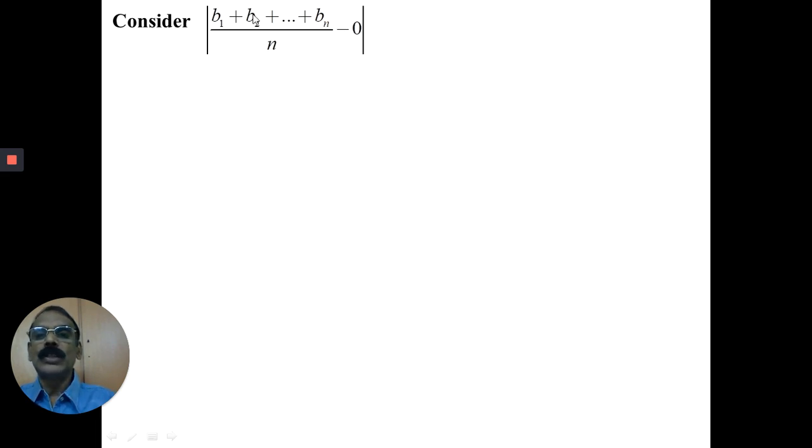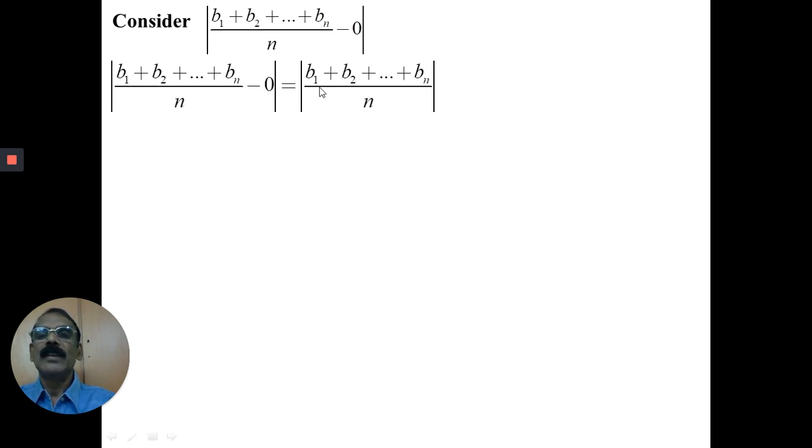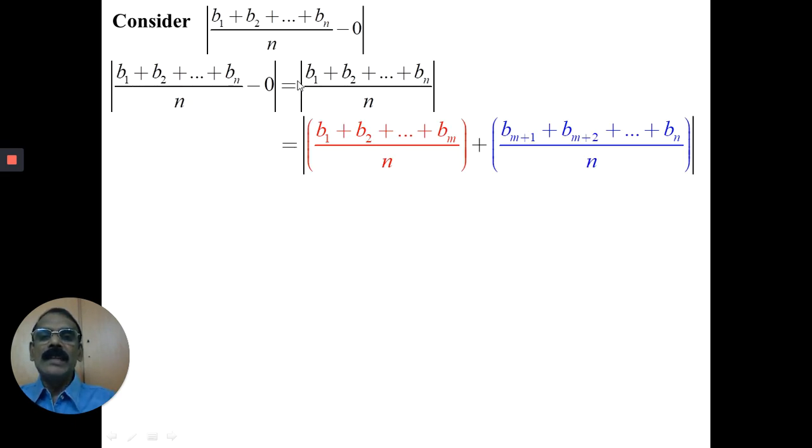Now, since we want to show that the limit of (b1 + b2 + ... + bn)/n is equal to 0, let us consider modulus of (b1 + b2 + ... + bn)/n minus 0. That is equal to modulus of (b1 + b2 + ... + bn)/n, because minus 0 is nothing but 0. Now we can write the above expression, namely (b1 + b2 + ... + bn)/n, as we are going to split it into two terms. How are we going to split? We are going to write from 1 to m, then from m plus 1 to n.